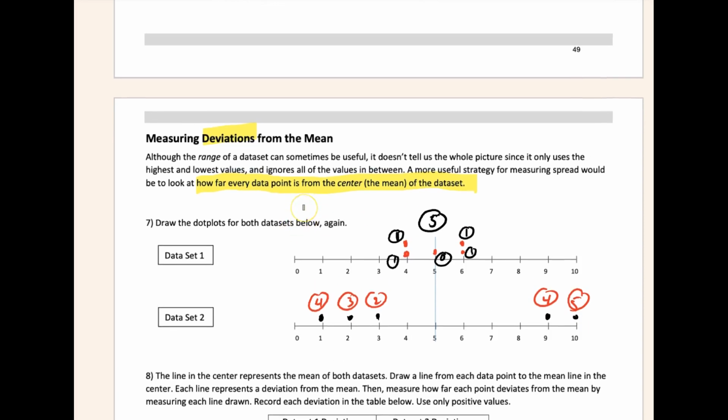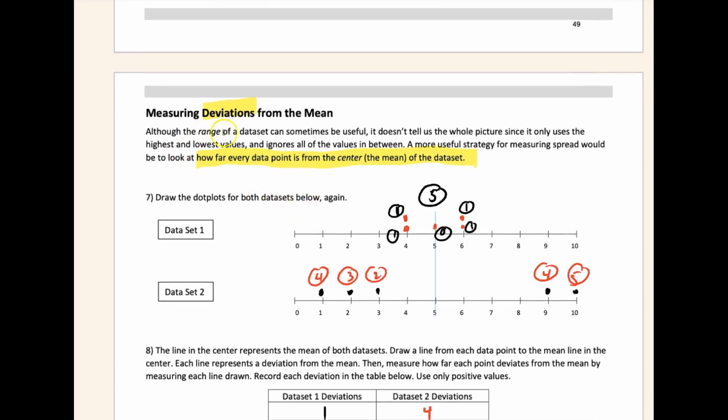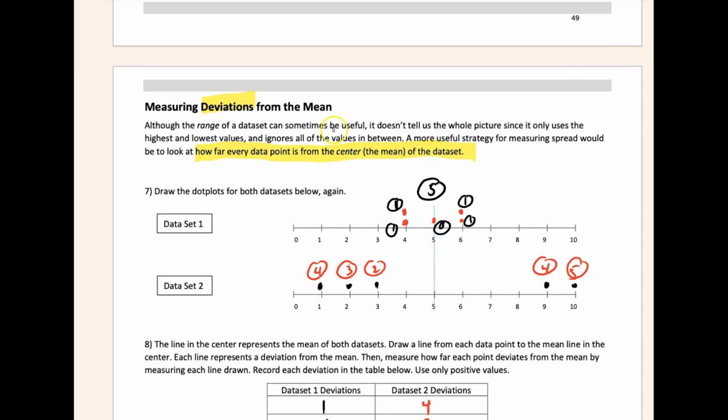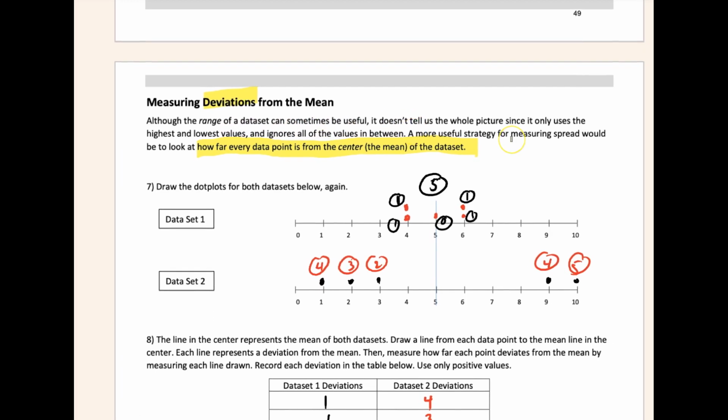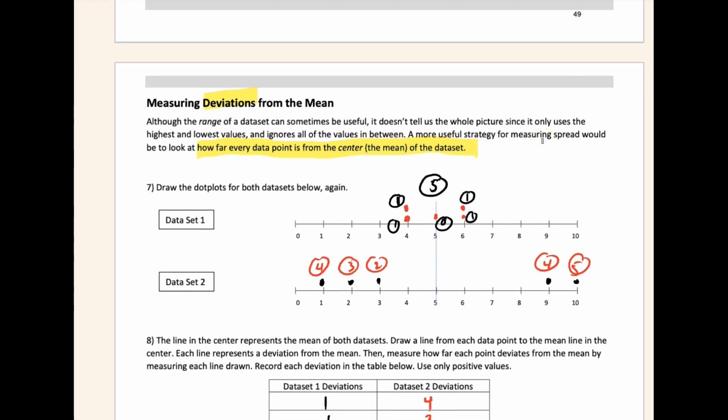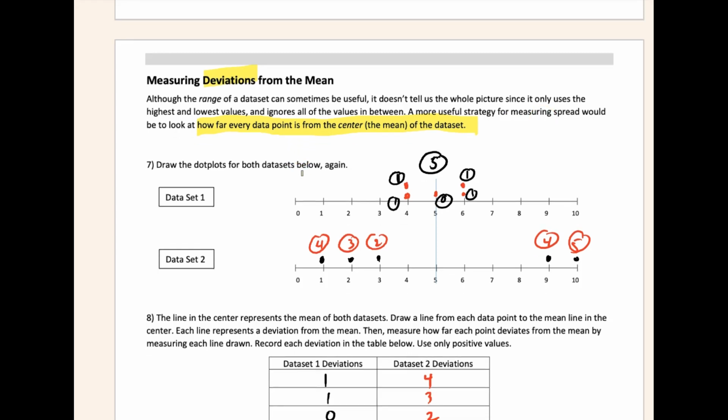Another idea is what we call deviation. Although the range of a data set can be useful sometimes, it doesn't tell the whole picture since it only uses the highest and lowest value.